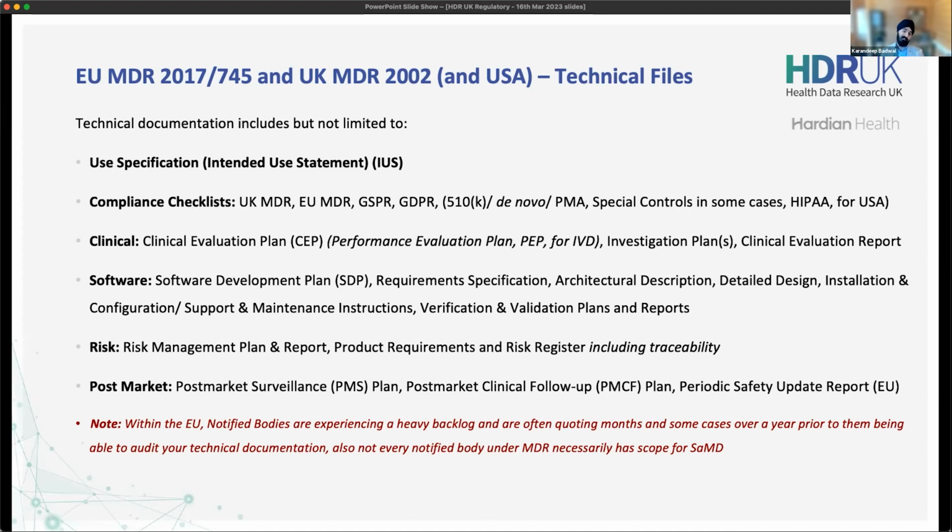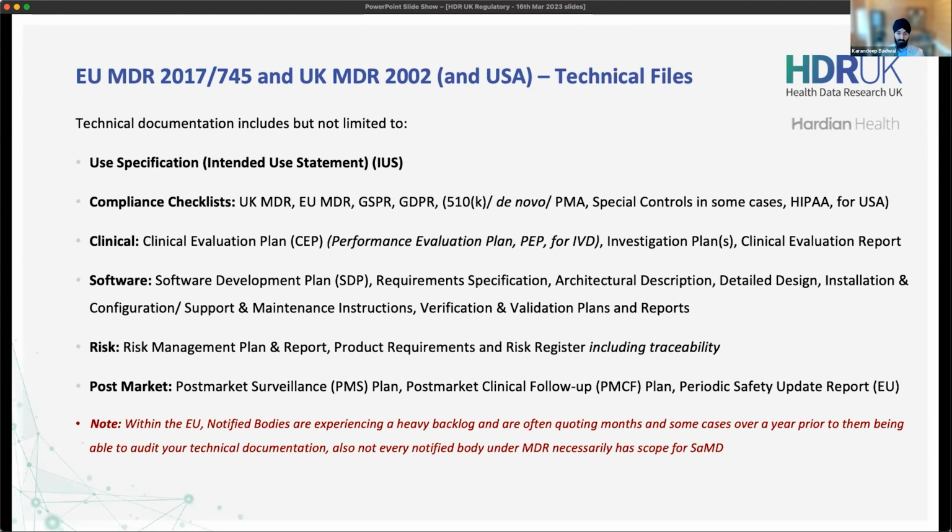But it's important to understand here when it comes to risk, you don't just want risk for your device. You also want risk for processes as well. So as part of your quality management system, what are the potential risks of your processes, not just the device? And then, of course, the post-market surveillance, we're going to have a plan. We're going to have post-market clinical follow-up. And then, of course, periodic safety update reports, PSUR, as part of the EU MDR as well.